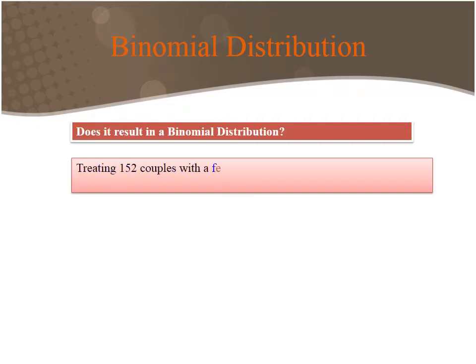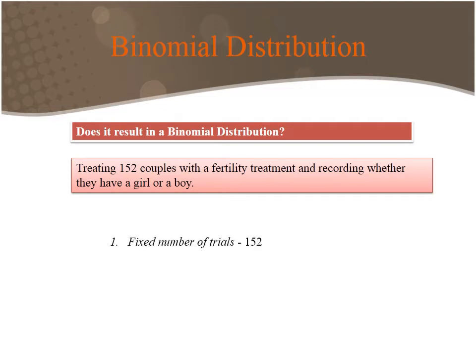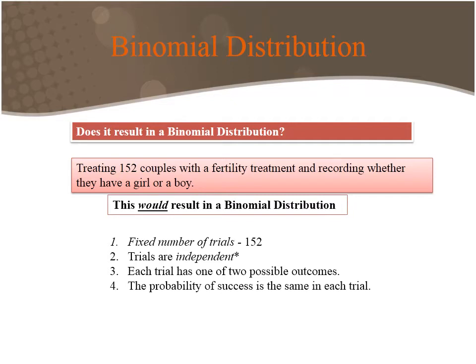Another situation. Treating 152 couples with a fertility treatment and recording whether they have a boy or a girl. So here they have a fixed number of trials. The trials are independent. If somebody has a boy or a girl, that won't affect the next child that is born. Each trial has one of two possible outcomes, either a boy or a girl. And lastly, the probability of success is the same in each trial. So we would say that this results in a binomial distribution.